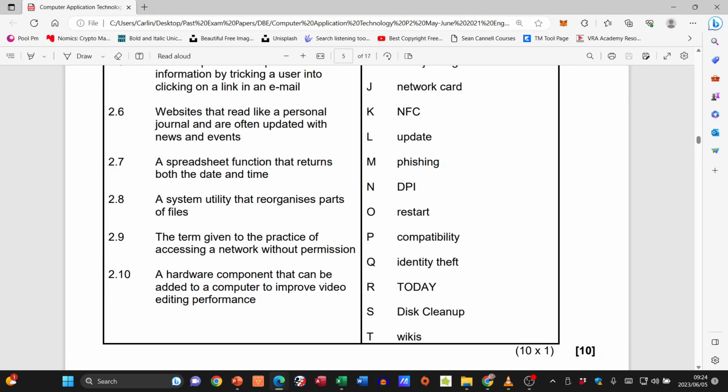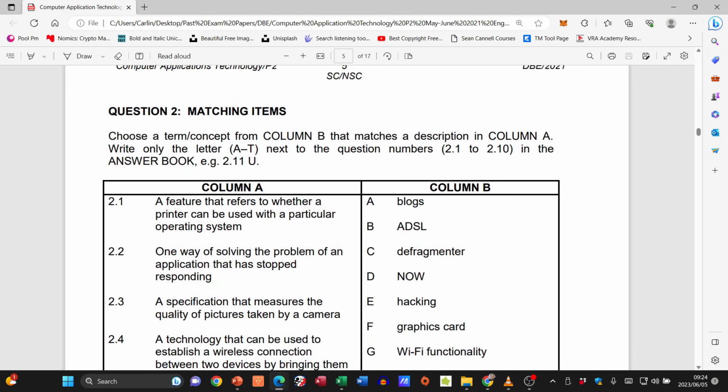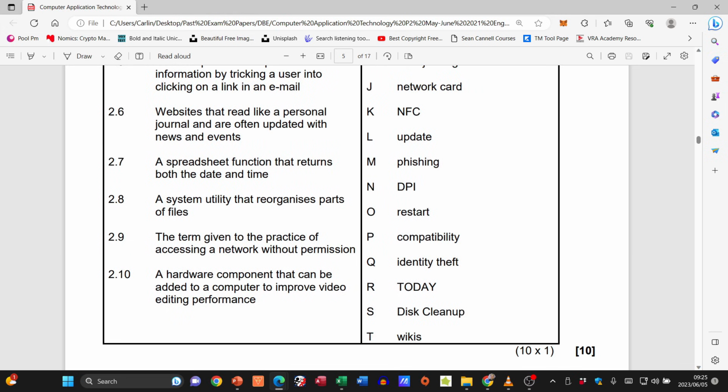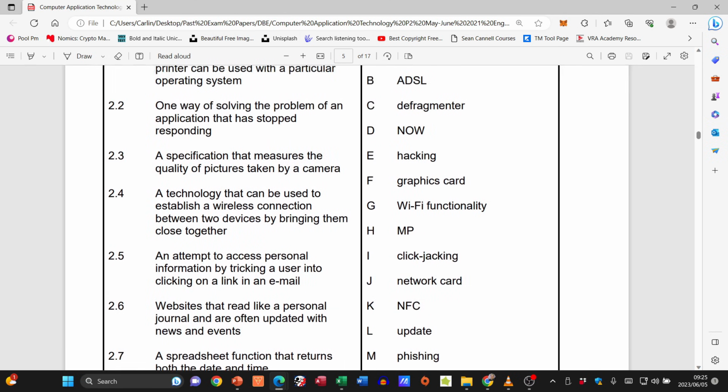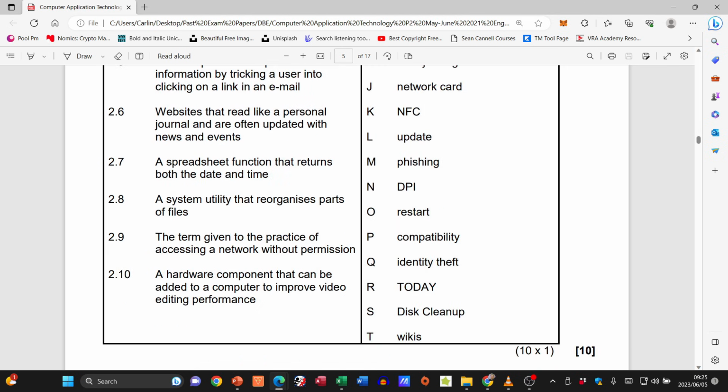And then 2.9, the term given to the practice of accessing a network without permission. So we don't want to break in, we want to hack. Okay, that's going to be hacking. And then the last one, 2.10, a hardware component that can be added to a computer to improve video editing performance. So anything to do with video editing? Yes, a graphics card, right? That means it's a separate graphics card that's going to be helping us improve video editing performance.